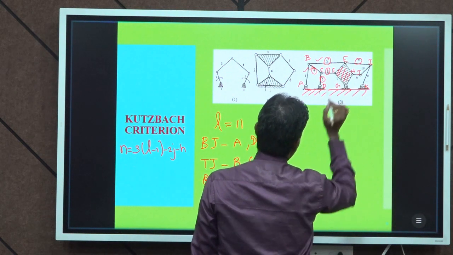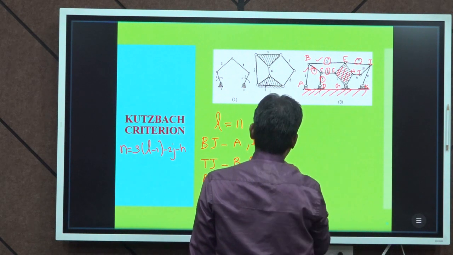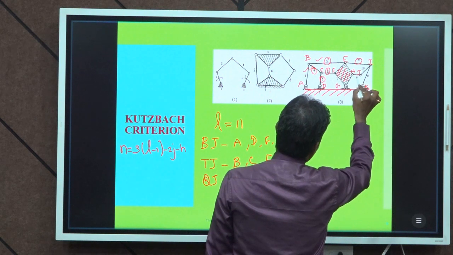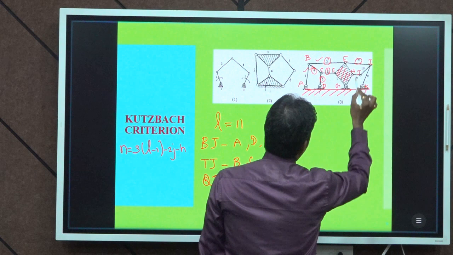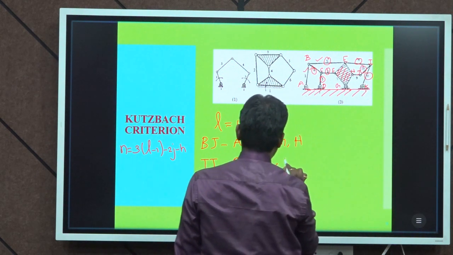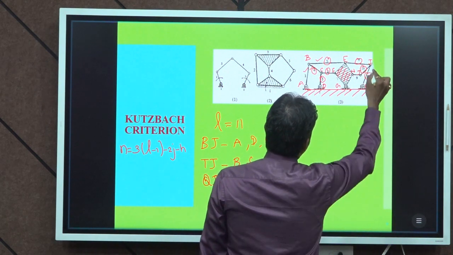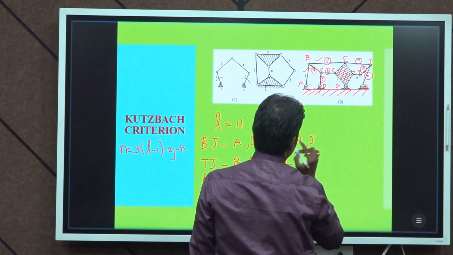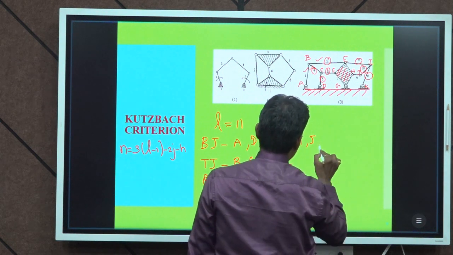Then F, 6 and 7. G is connected with 7 and 1, so it is a binary joint. H is connected with 9 and 7, binary joint. I is connected with 8, 10 and 11, so this is also a ternary joint. J is connected with 9 and 10, so this is a binary joint. K is connecting with 1 and 11, so this is also a binary joint.